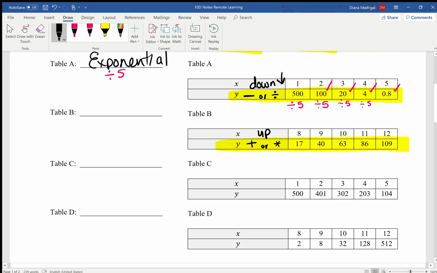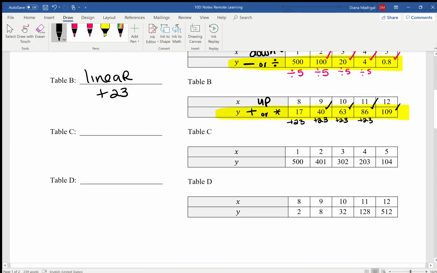17 plus what gives me 40? Plus 23 gives me 40. This is true. 40 plus 23 gives me 63. This is true. 63 plus 23 gives me 86. This is true. 86 plus 23 gives me 109. This is true. That means my answer is linear because I am adding 23. For this one, I didn't even have to test exponential. It came out to be linear, and that's it.